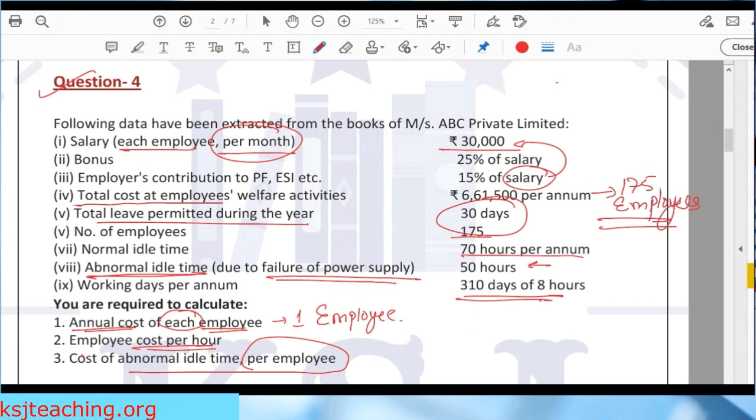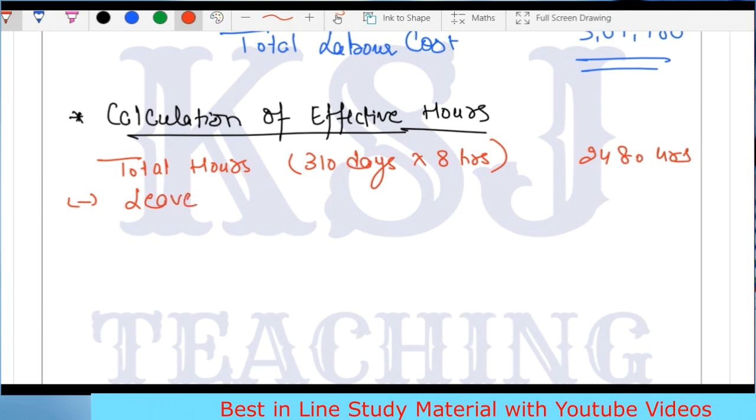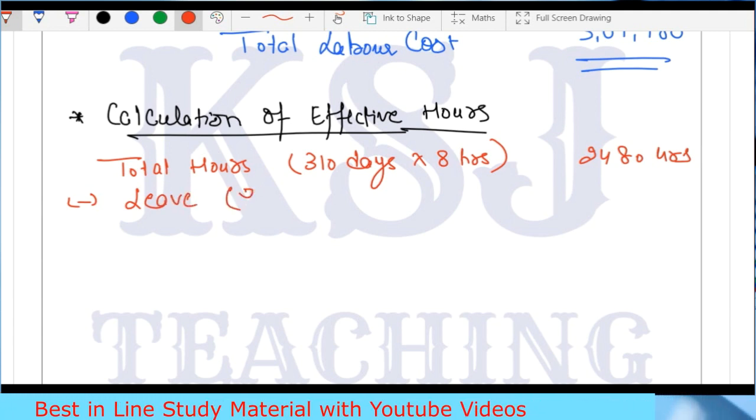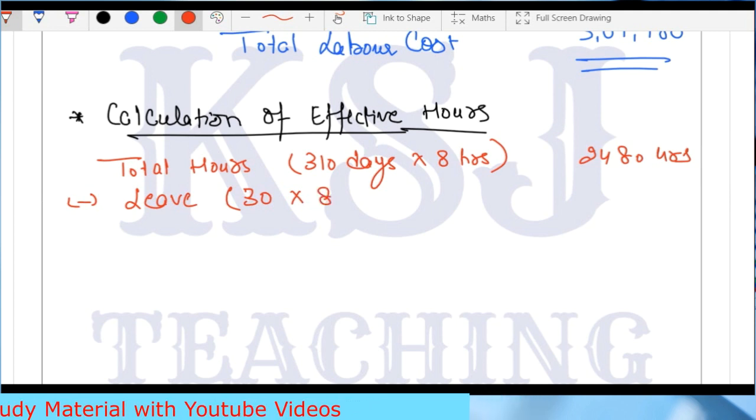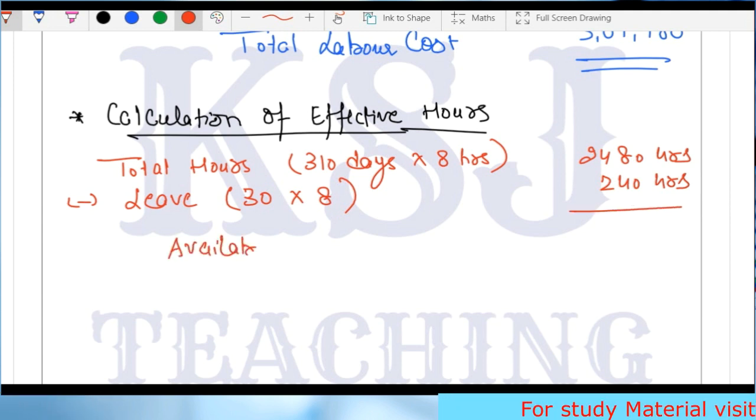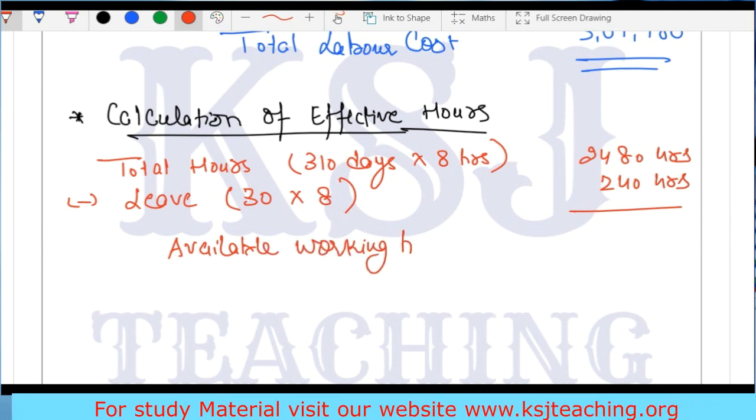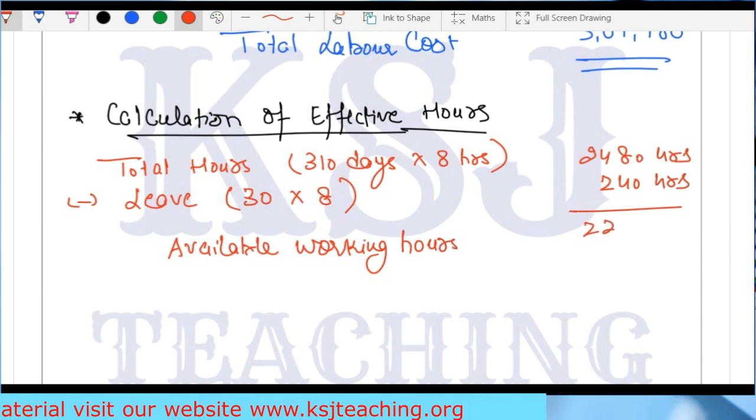Now out of this, total leave permitted during the year is 30 days. So for the 30 days, the employee can take a leave. This will be paid leave, sir, right? For 30 days, he can sit at home and enjoy. So I'll subtract this leave, assuming that the employee is taking that leave. So during these 30 days, he will not be working. So I'll subtract it. This is 240 hours. Clear? So available working hours.